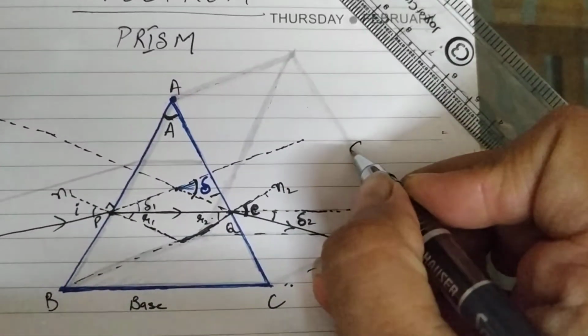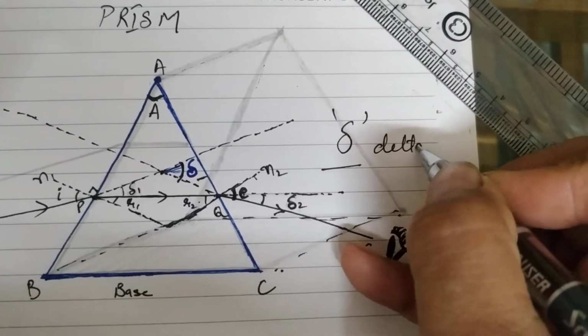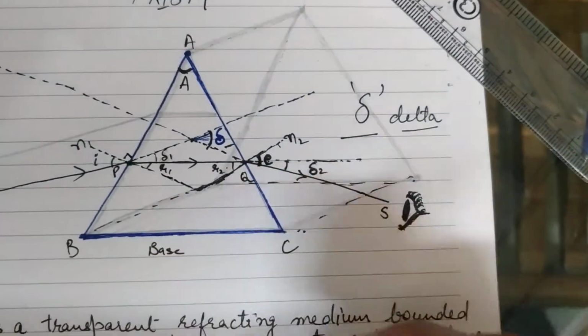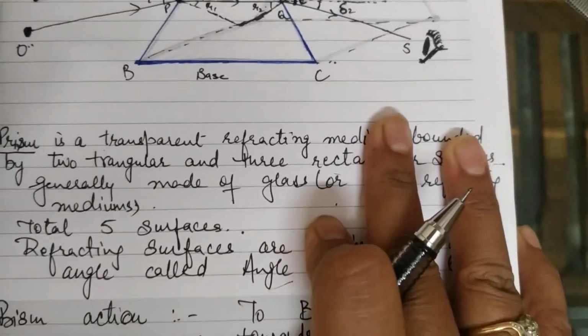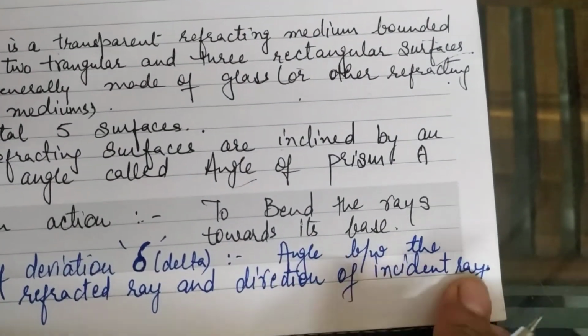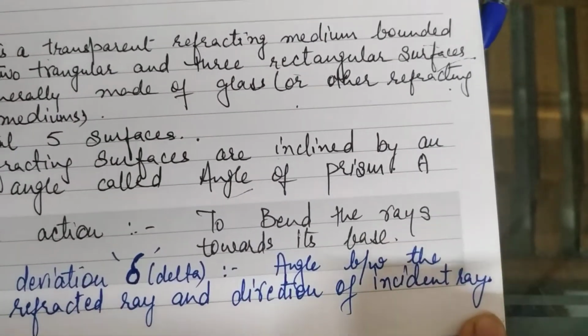So this is the actual deviation produced by the prism and it is called delta. It's a Greek symbol. We denote this angle by delta. And what is its definition? Its definition is the angle of deviation. It is the angle between the refracted ray and the direction of the incident ray.